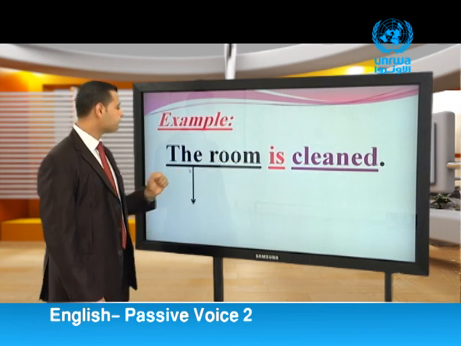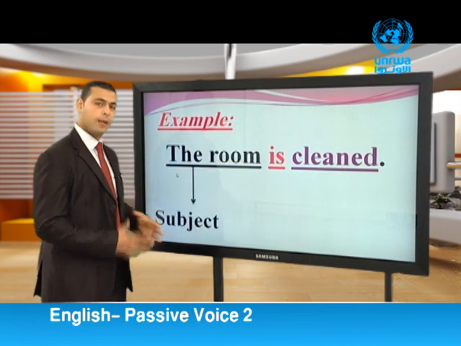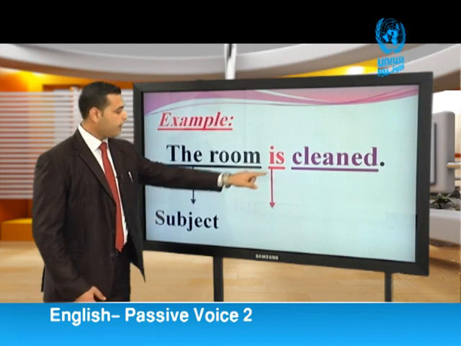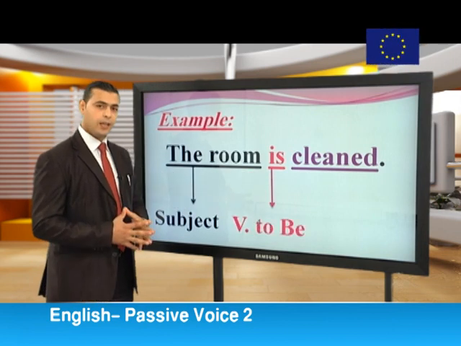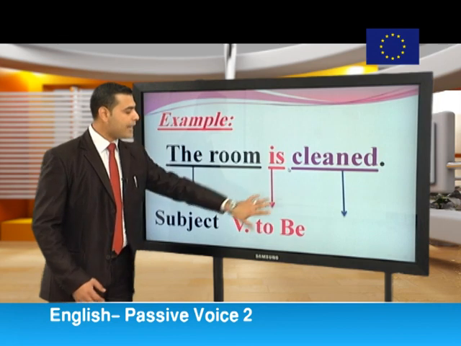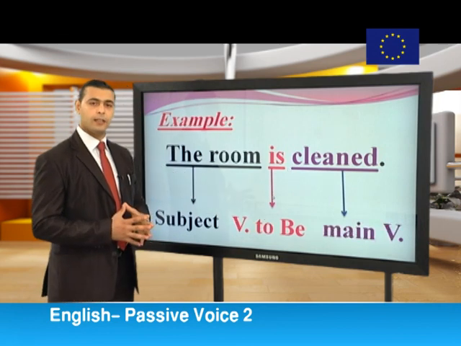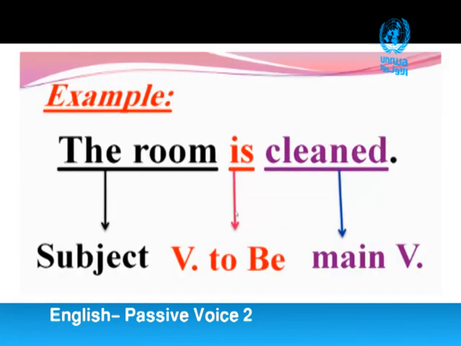Look here. The room is the subject. Is is the verb to be. Cleaned is the past participle of the verb clean. So here we have: the room is cleaned, subject, verb to be, and past participle verb.